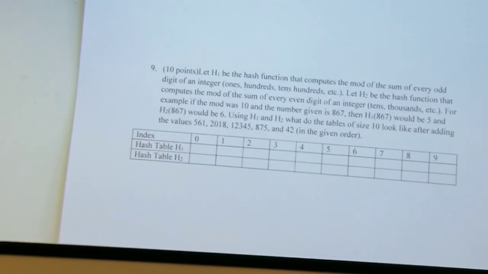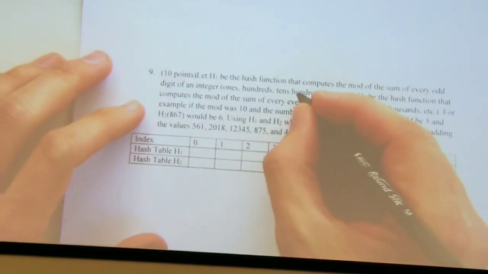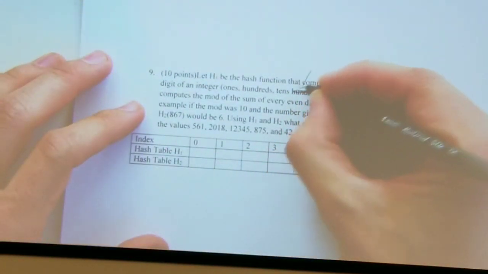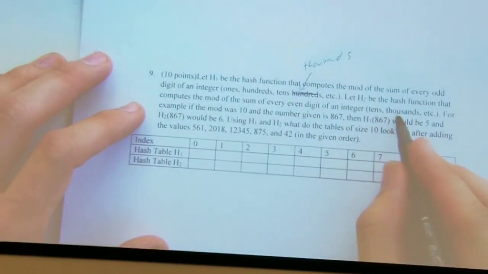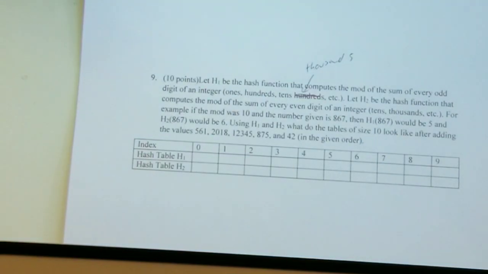All right, so H1 is something that computes the sum of every odd digit, which is ones, hundreds, tens of hundreds. Wait, what? Tens of thousands. All right, and this is going to be tens and then thousands. So there we go, 10 hundreds. That's a good one. All right, so H2 is the sum of every even digit then.